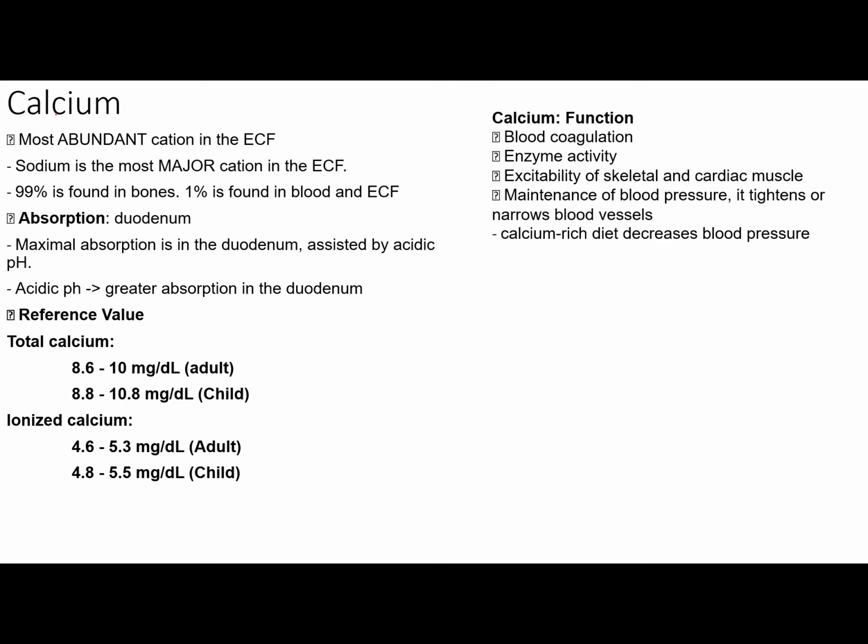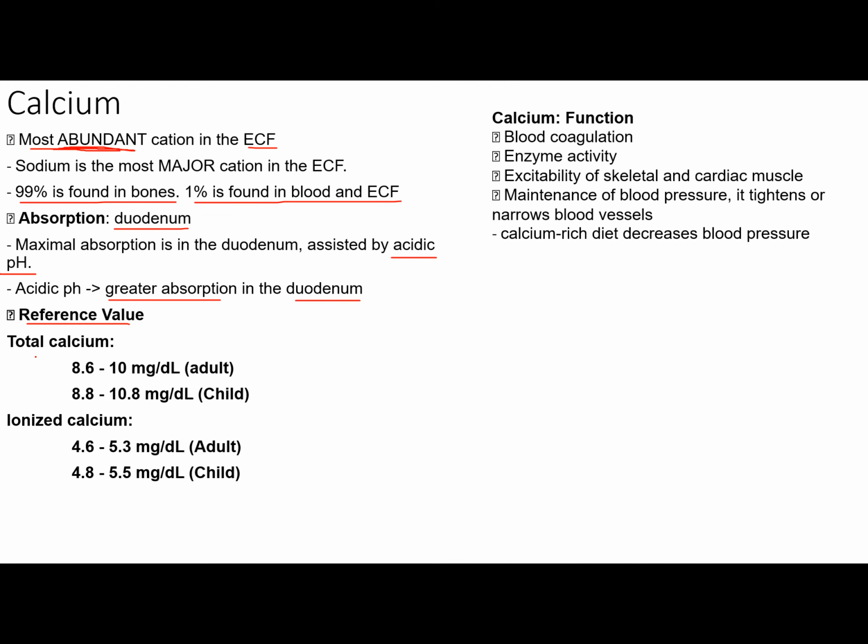Let's go to the fourth electrolyte, calcium. Now, calcium, class, is the most abundant cation in the extracellular fluid. Sodium is the major cation, the most important, class, but it is not the most abundant. The most abundant cation is calcium. 99% is found in bones, 1% is found in the blood and ECF. Absorption of calcium occurs in the duodenum. Maximal absorption is in the duodenum, assisted by acidic pH. Acidic pH would lead to greater absorption in the duodenum.